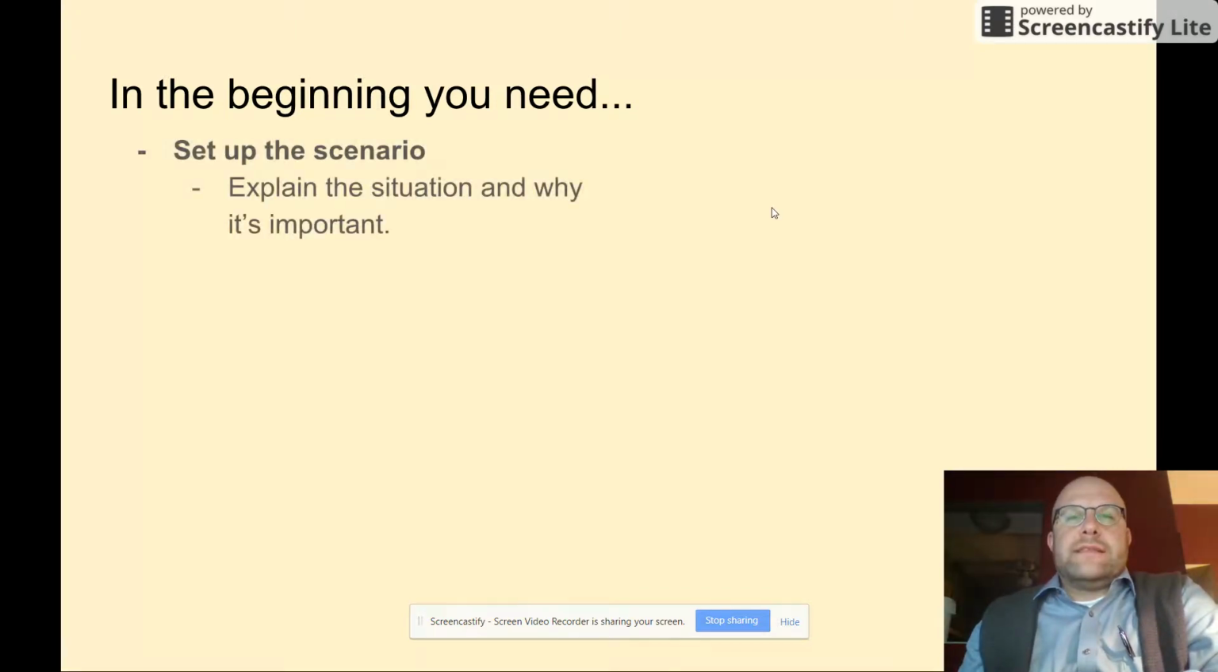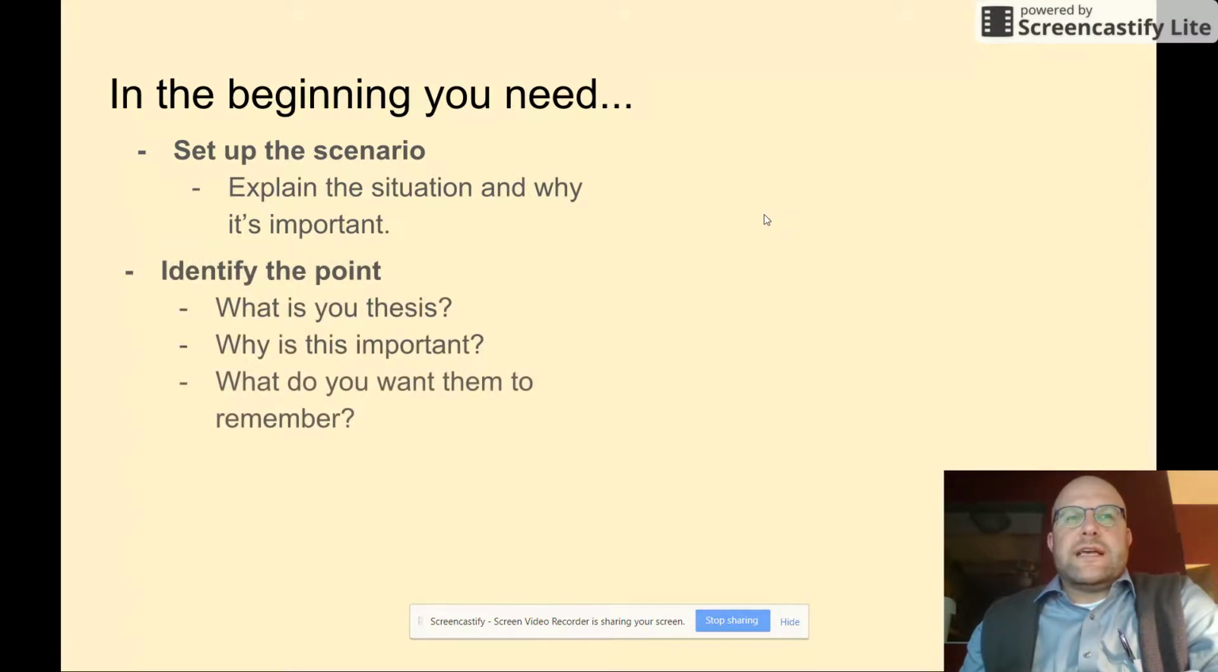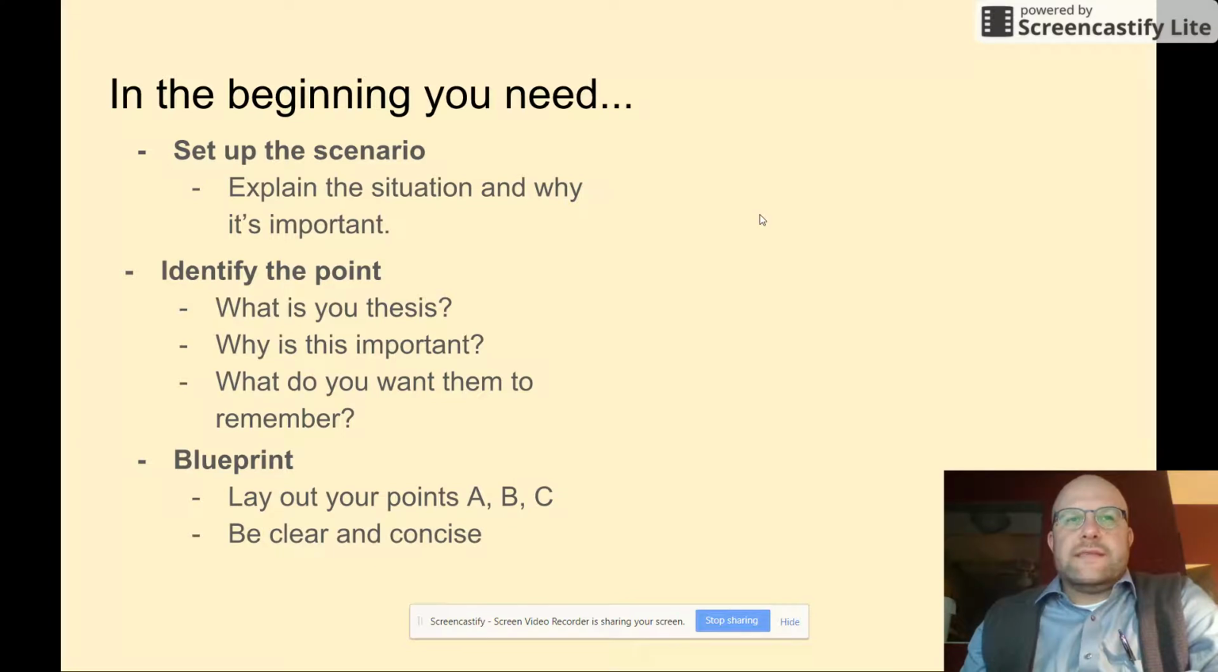So a couple basic things in the beginning. Remember, explaining the situation. As you're introducing technology, talk about how it's influenced us today, getting into it fairly quickly, as this is only 3 to 4 paragraphs. So it's your thesis. Why is this important? What do you want people to remember? And then thinking about your points, A, B, and C.